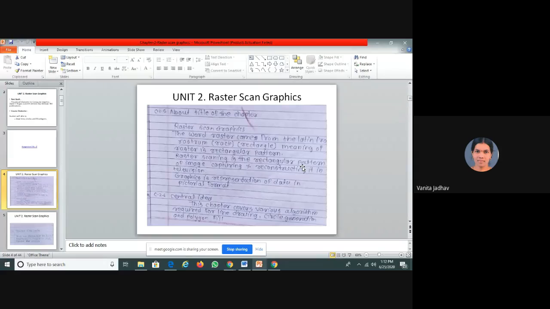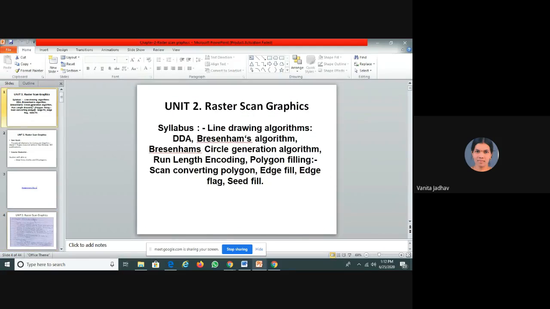After that, the central idea. But before that, let me know: are you writing in your notebook the things which I am discussing during the lecture? Everybody? If you are writing, then before going to this screen, write the syllabus first. Come on, open your notebooks and write the syllabus of this chapter.